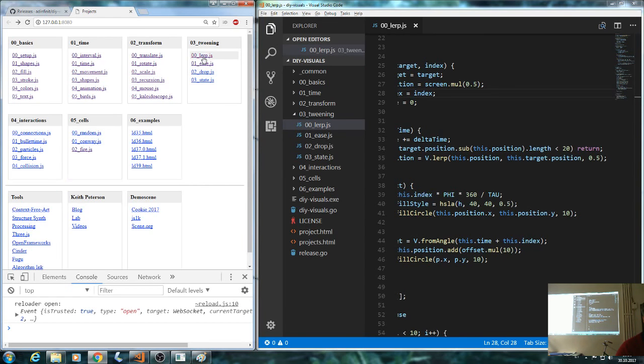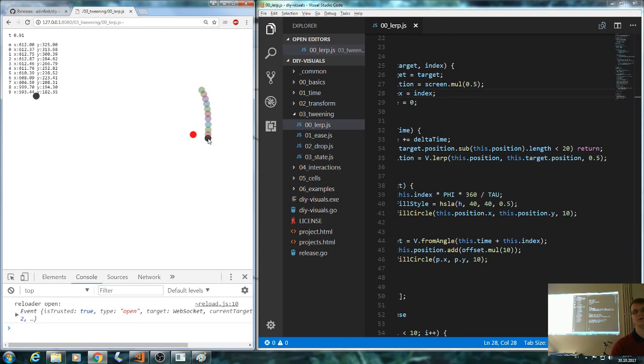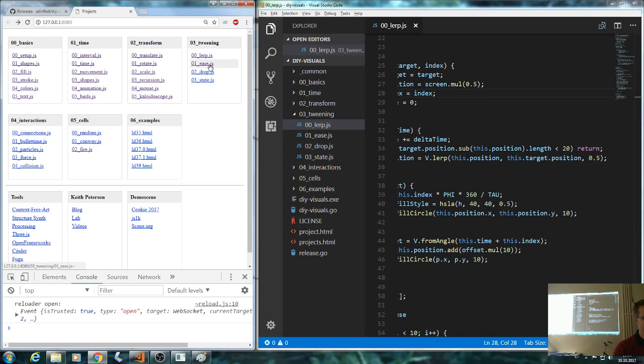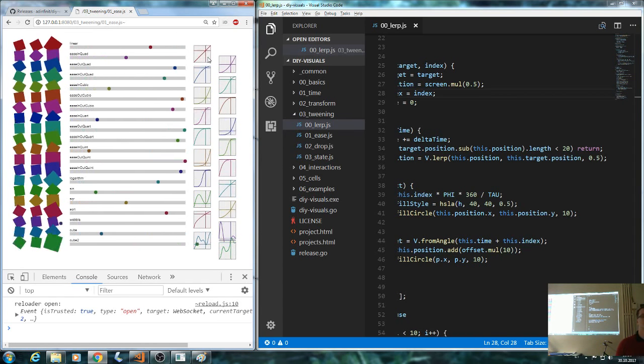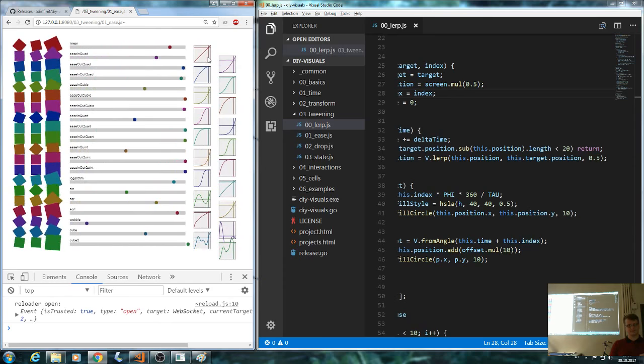Did this part make sense? No questions? Okay. One of those things that you might think now is, oh, this linear motion looks really boring. I want to make it more interesting. So this is where easing functions come in. They help to make our animations more interesting.